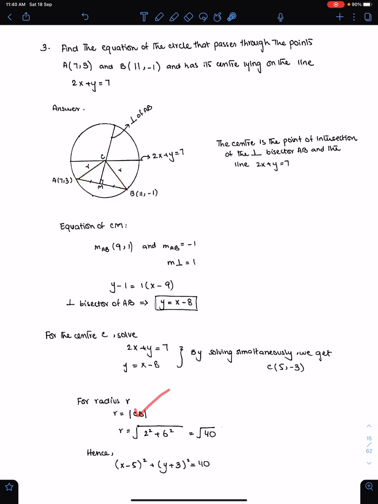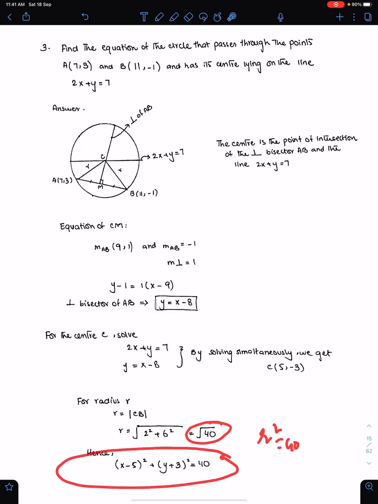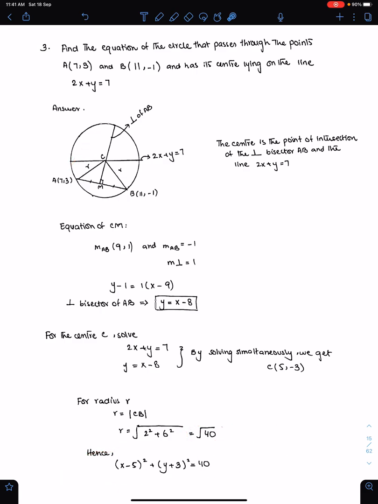For radius, we can either find distance CA or CB. So we are finding CB, under root 40, so r square is equal to 40. So this is the equation of this circle in completed the square form with center at 5, minus 3 and radius under root 40. Must remember that center always lies on the perpendicular bisector of AB.